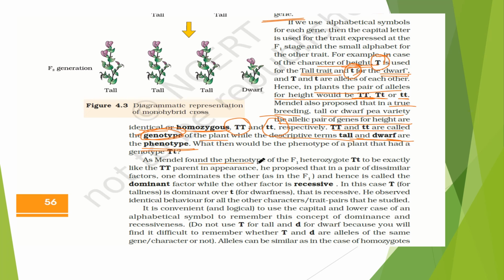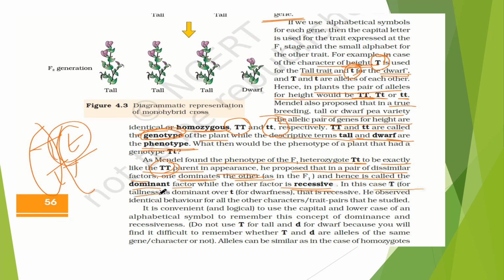Now, as Mendel found that the phenotype in the F1 heterozygous Tt was exactly like the TT plant in appearance, he proposed that in a pair of dissimilar factors, one is dominating and the other is recessive. Hence he called one the dominant factor and the other the recessive factor. So they are genetically different, right? TT and Tt, but phenotypically they are looking the same. Both are tall plants. You can't differentiate when you are looking at these plants. They both look tall, but genetically they are different. One is TT and another is Tt, but phenotypically they are the same. So he said this one is the dominant factor and this one is the recessive factor, right?